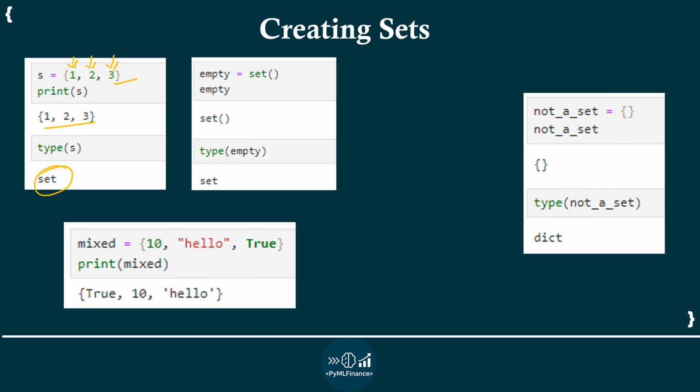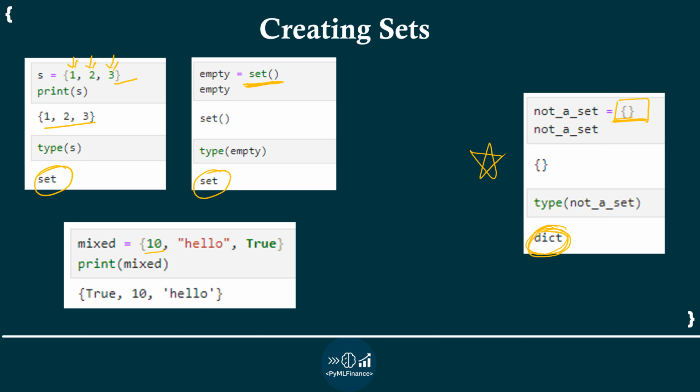Now there is one thing to note. If you want to create an empty set, you cannot use empty curly braces here, because Python treats empty curly braces as a dictionary. So whenever you create a set using empty curly braces, you are not creating a set, you are creating a dictionary. Make a note of this point. If you want to create an empty set, you simply use the built-in function of Python, set, to create an empty set.